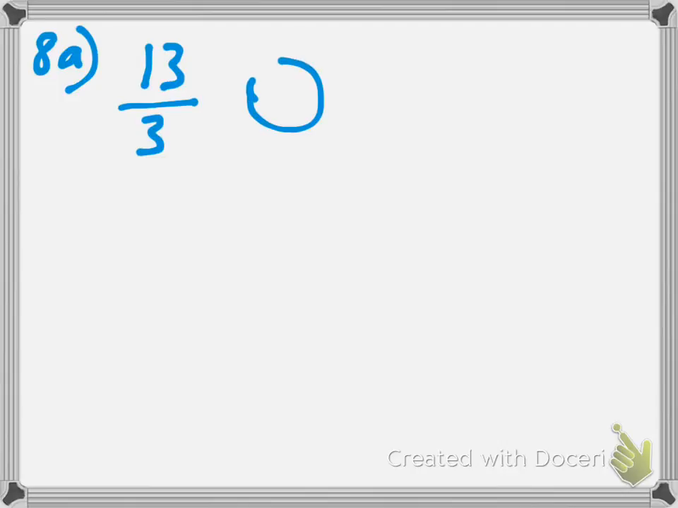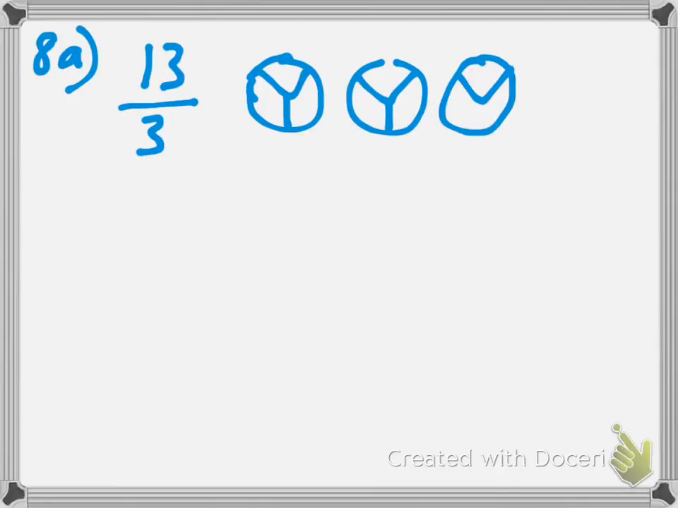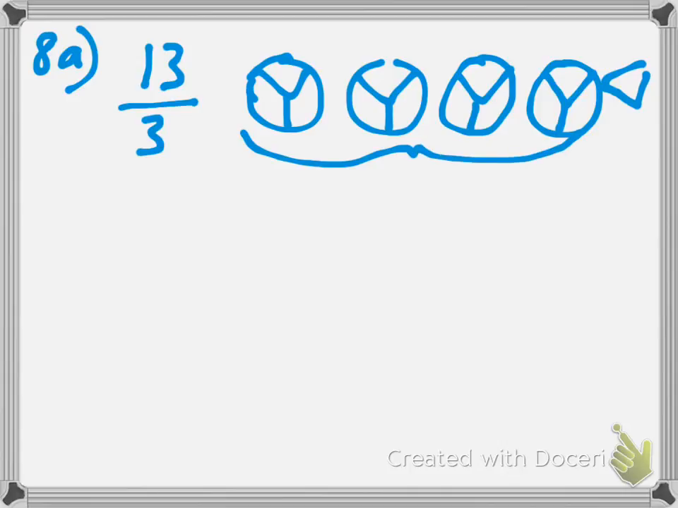And students are going to be using this when they get to section 8. So if you look at 8a, it's 13/3. Now if students wanted to, they could go through and say, this is 3/3. Then we can make another one, 4, 5, 6/3, 7, 8, 9/3, 10, 11, 12/3, and then one more third would be 13/3. So they can see it's going to be 4 whole ones and 1/3.